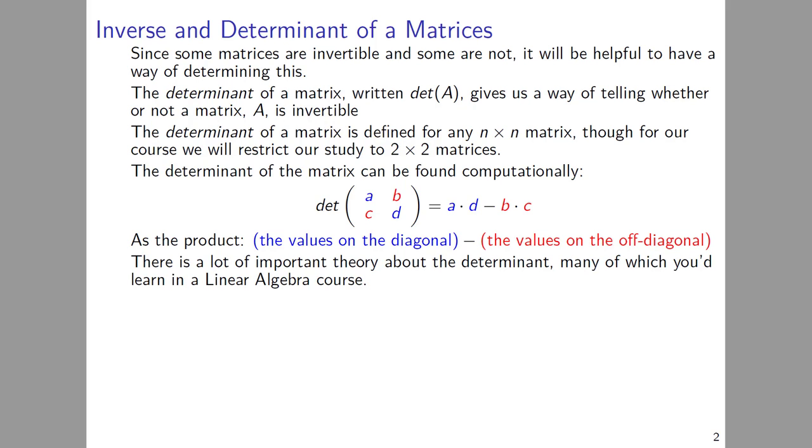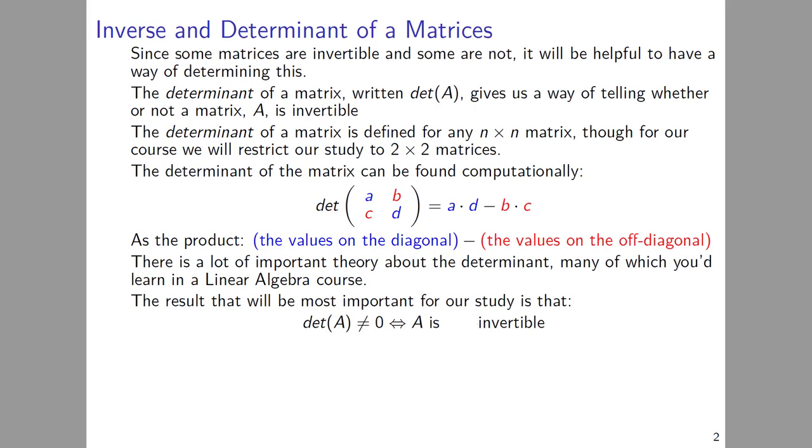Now, there is a lot of important theory about the determinant, much of which you'd learn in a linear algebra course. However, for our course of study, the result that will be most important is that the determinant of A is not equal to 0 if and only if A is invertible. So this gives us a quick way to determine if a matrix is invertible or not, by computing the determinant and checking whether or not it's equal to 0.